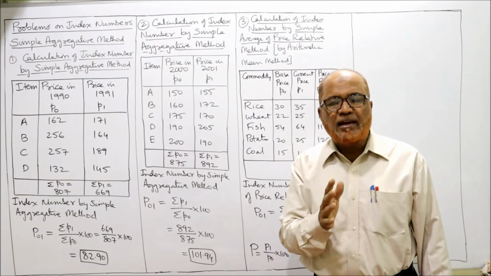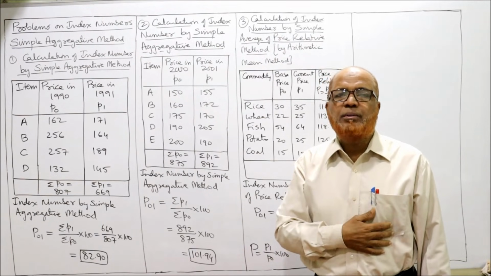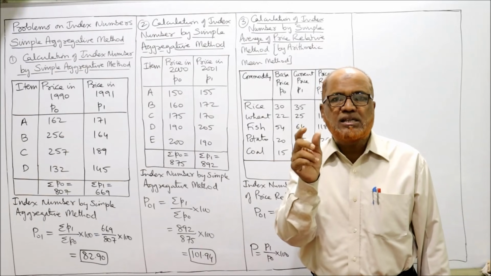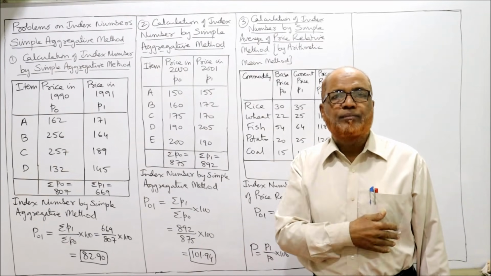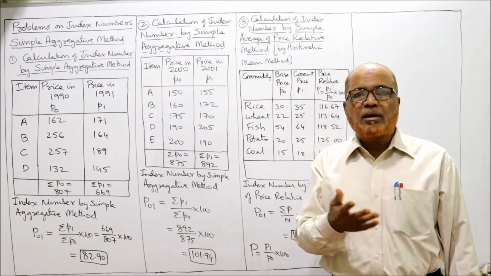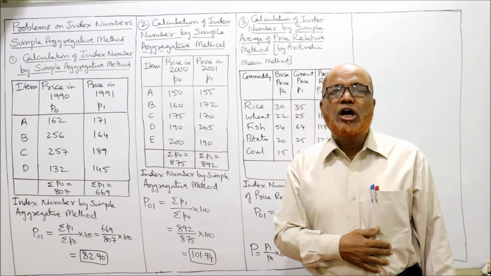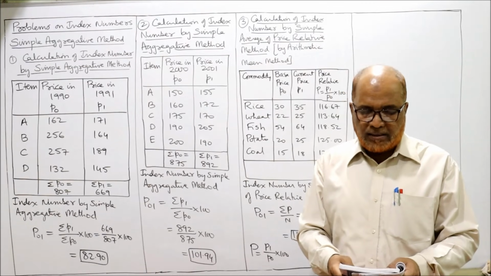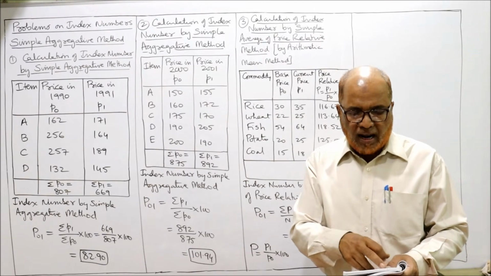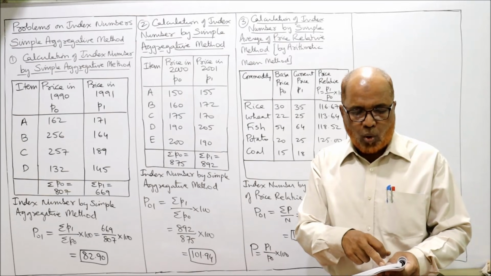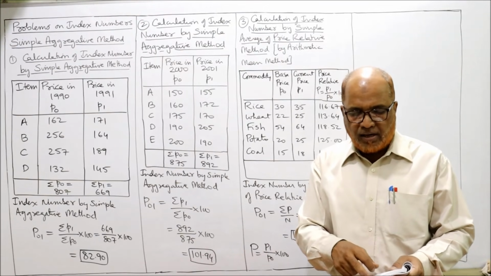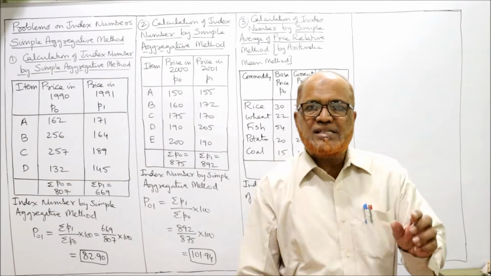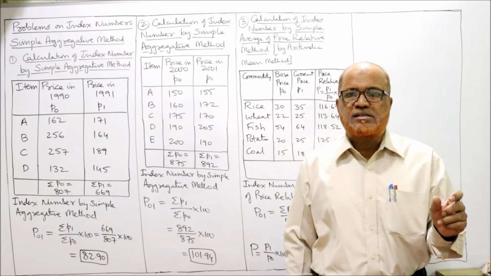If the problem is silent, we always go for arithmetic mean, because comparatively it is easier to calculate arithmetic mean than geometric mean. For geometric mean, we have to refer to the logarithm tables. So here it is asking you to calculate by arithmetic mean. Commodities are given: rice, wheat, fish, potato, coal. Base year prices are given, current year prices are given.